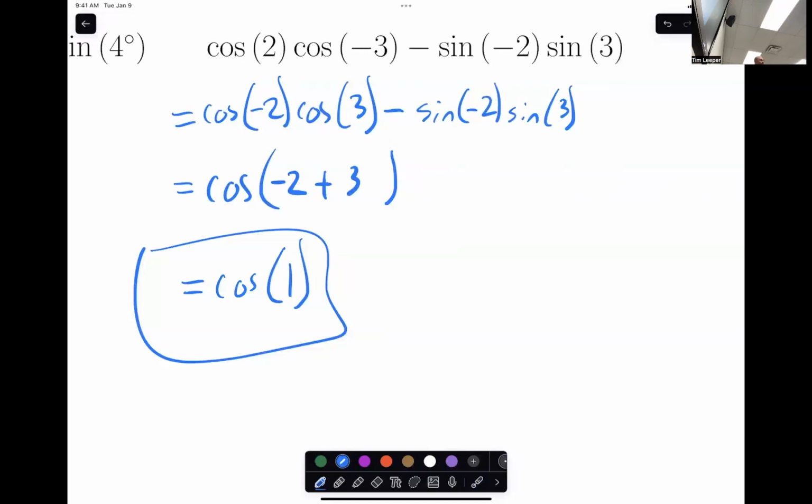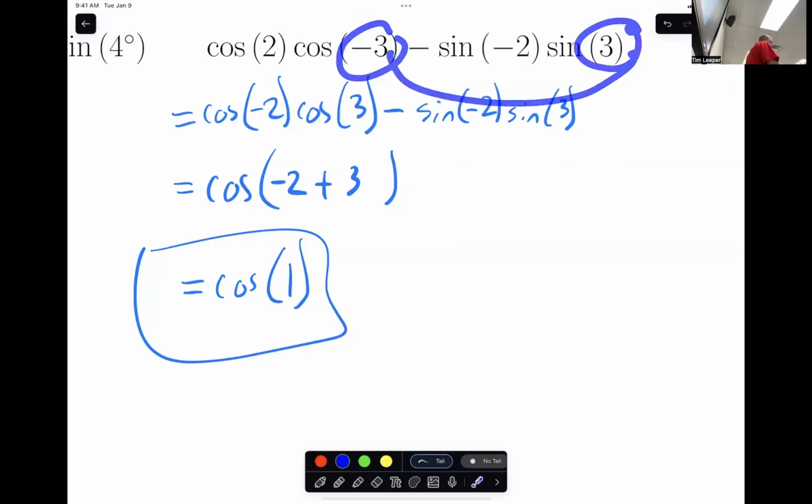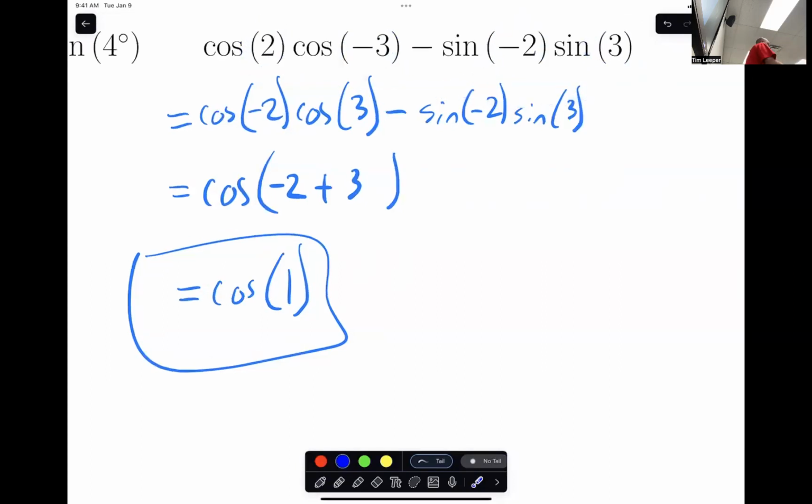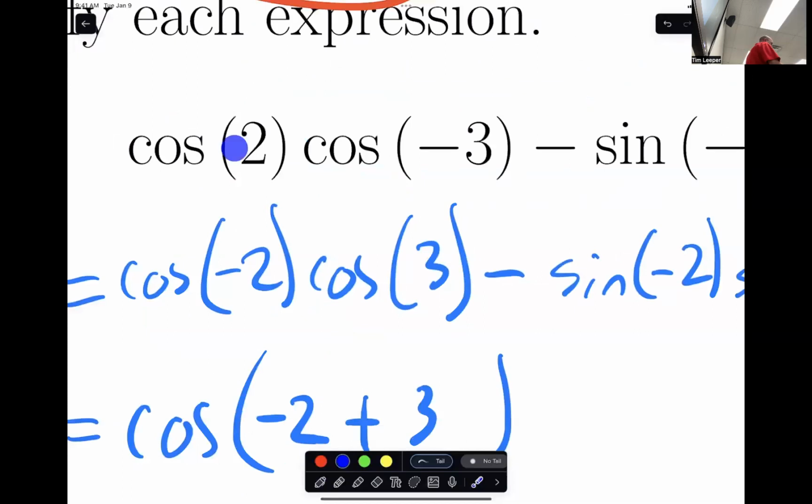Good. Yeah, I'm kind of confused. Why did you get the 2 negative? I made the 2 negative over here because the 2 was negative over here, and I made this 3 positive because this 3 was positive over here. These have to be the same. That one and that one have to be the same, and also that one and that one have to be the same in order to use the cosine of a sum or difference. But with cosine, you can either add in a negative or take away a negative, doing nothing else.